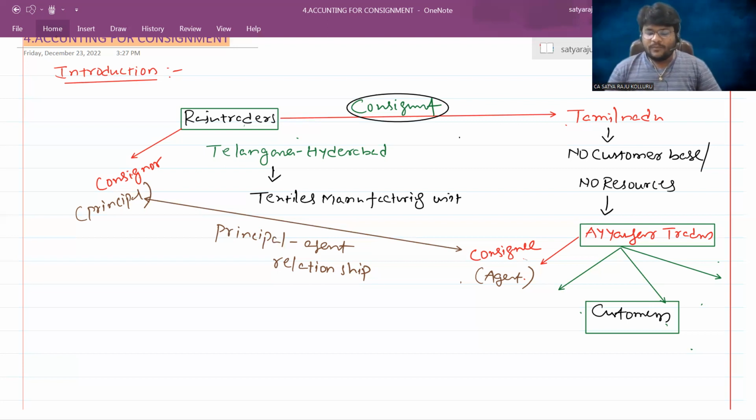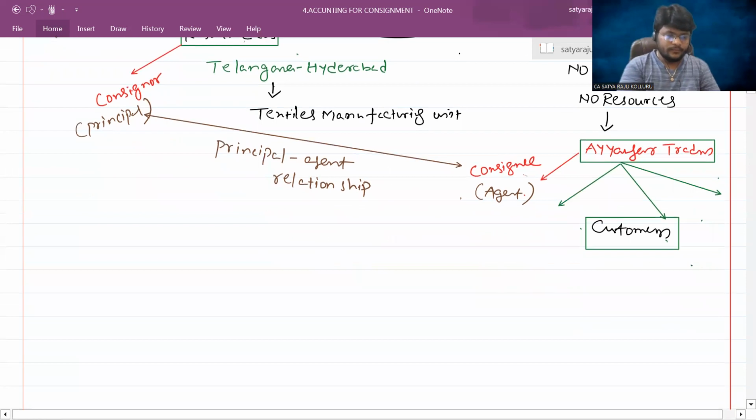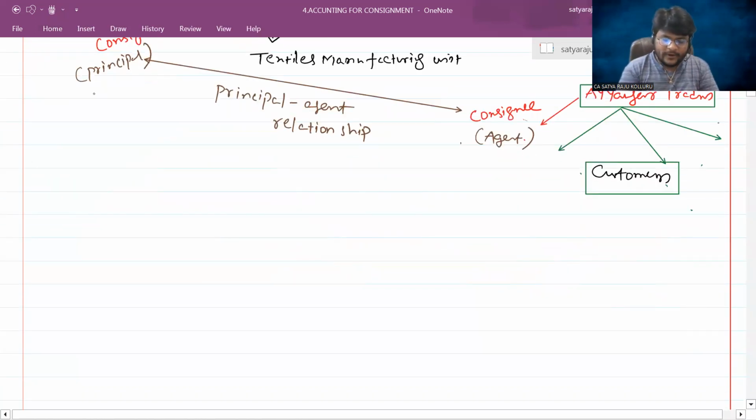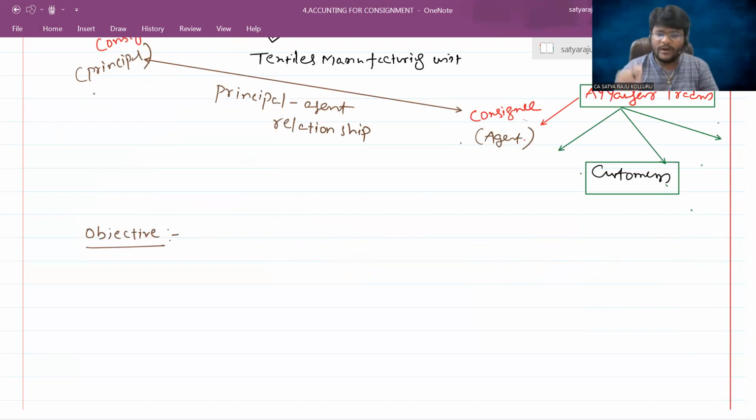This is a small introduction part for understanding the consignment type of business. Now, hope you understand who is the consignor, who is the consignee, and what the consignment type of business is all about. Is it okay, guys? Now, concentrate, all of you. Sir, in this chapter, what are we trying to learn? The objective of this chapter. Next, I'm discussing things related to the objective of this chapter. The objective is only one thing, sir: knowing profit or loss from consignment business.